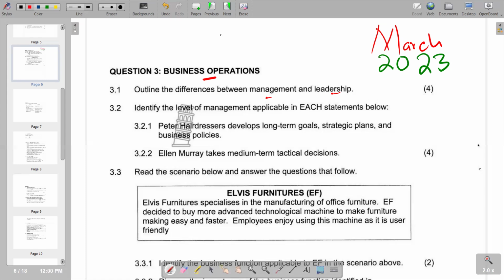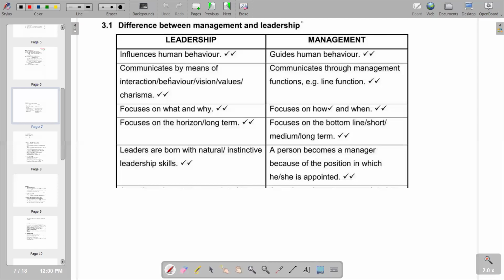Going to our other section, you'll see that we have those differences outlined. On the first difference, leadership influences human behavior, whilst management guides human behavior. The second is that leadership communicates by means of interaction or behavior or vision or values or charisma, while management communicates through management functions, e.g. line function. The third difference is that leadership focuses on what and why, and management focuses on how and when.